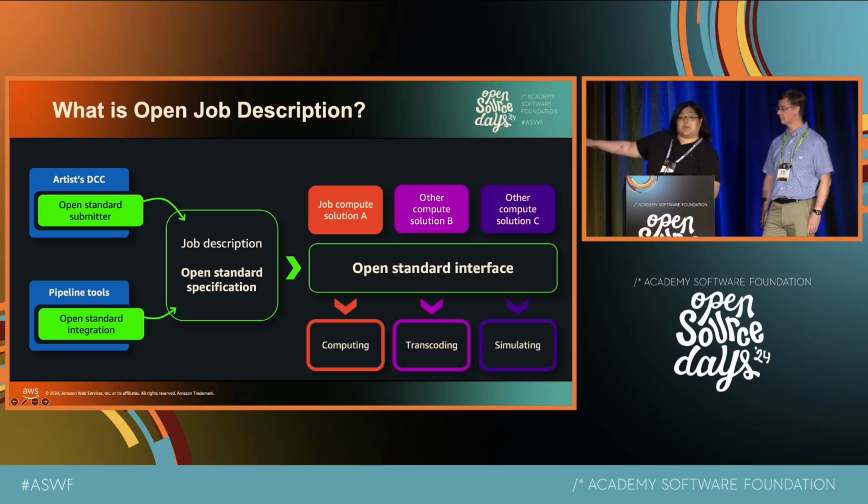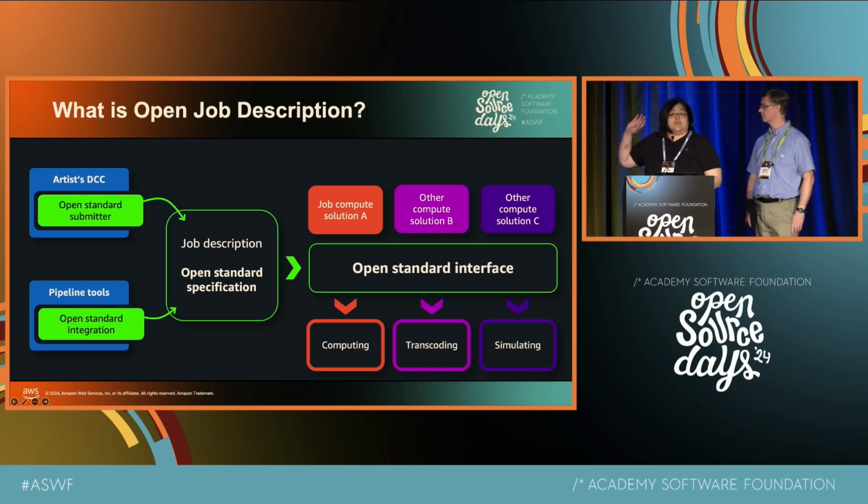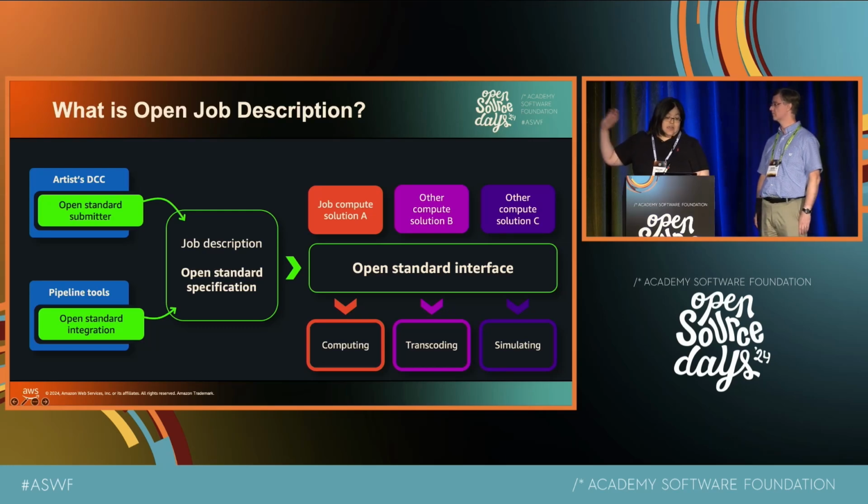So the green parts here are handled by Open Job Description, in terms of the artist or the pipeline tool can create a job, define a job using the standard, and then any of these compute solutions on the right-hand side will be able to leverage them to actually execute on the job.